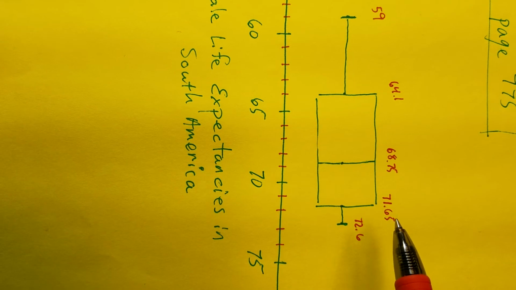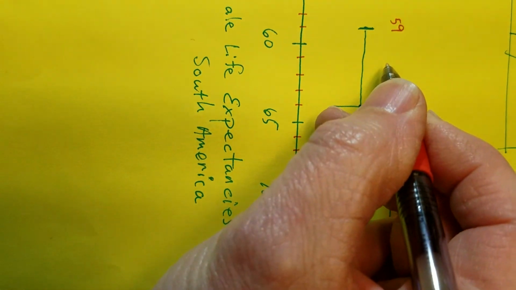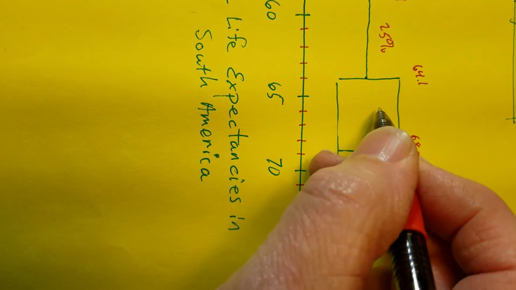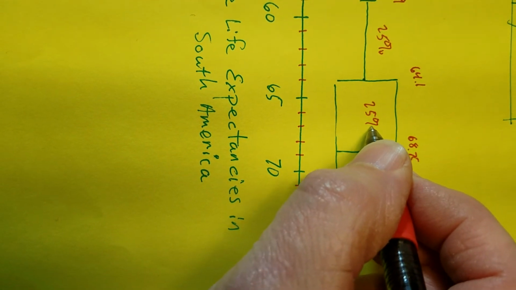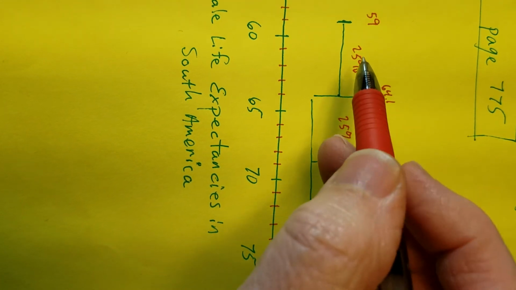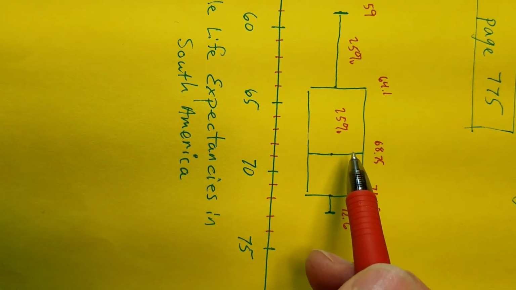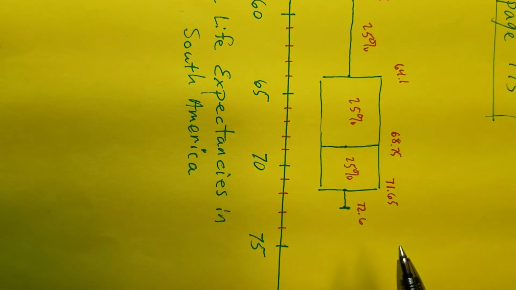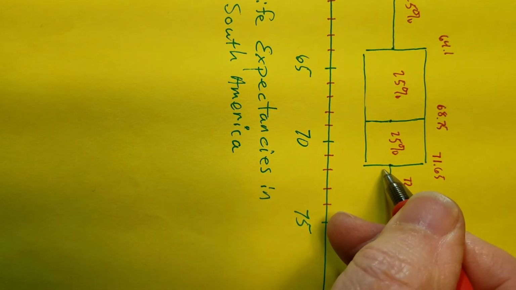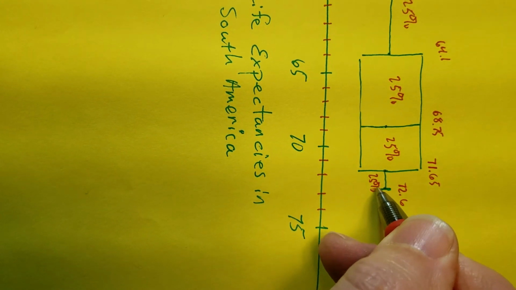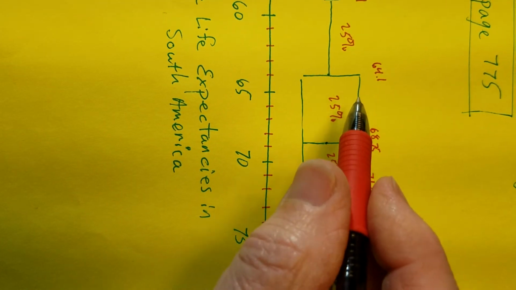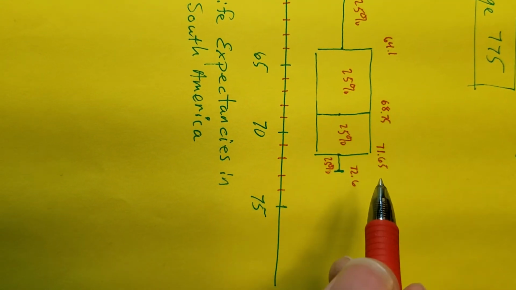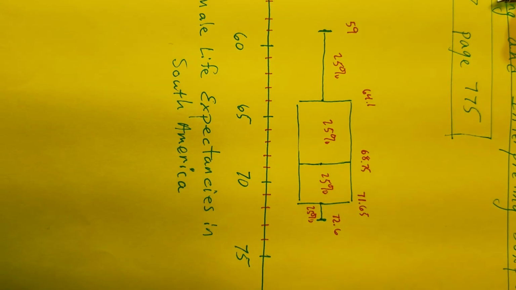So what are we concerned with? Well, we're concerned with where the lower 25% lies, and then here's the next 25%. So there's 50%, from 59 to about 69. Then here's your next 25%, and then your upper 25%. Very small areas. So then you can look at where your middle 50% is, from here to here, from 64 to about 72, etc.